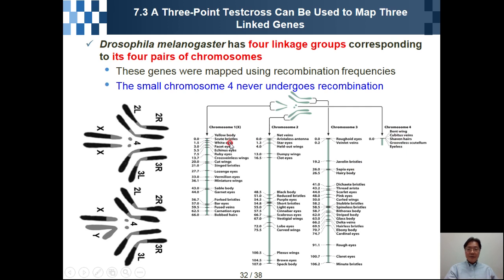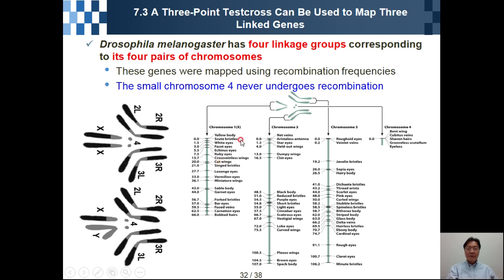These genes are mapped using the recombination frequency. Chromosome 4 is very small, so usually chromosome 4 never undergoes recombination. The important thing in this slide is that the genes in chromosome 1, chromosome 2 and chromosome 3 are mapped using the recombination frequency.